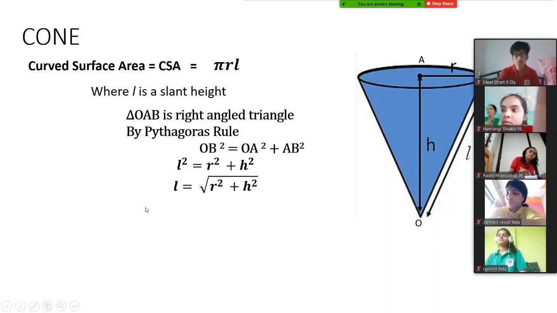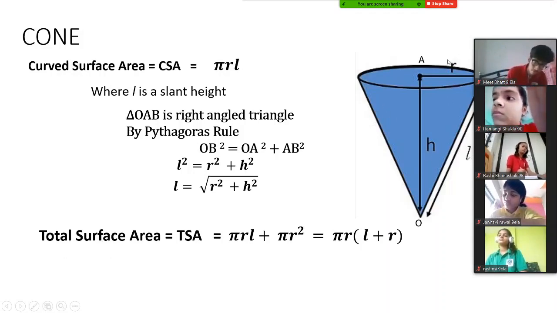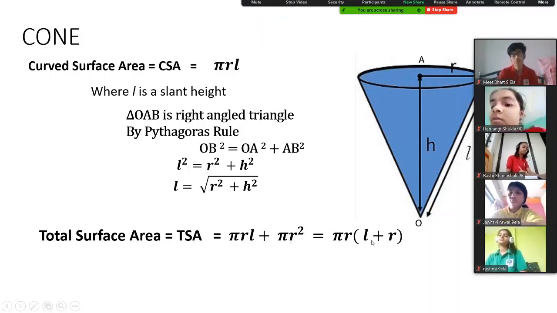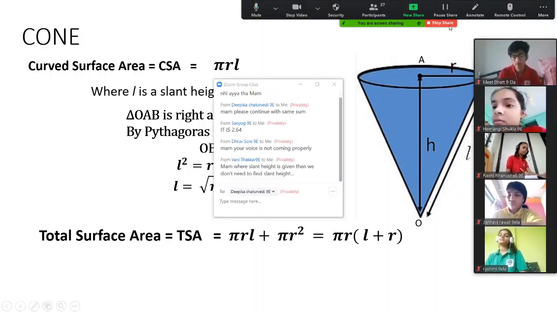So now we move to the next part. Curved surface area, CSA, is equal to pi r L. What is L? You know L can be written as under root R square plus H square. Now TSA is equal to curved surface area plus the base area. The base area is a circle. So pi r L plus pi r square, and it becomes pi r into L plus r.